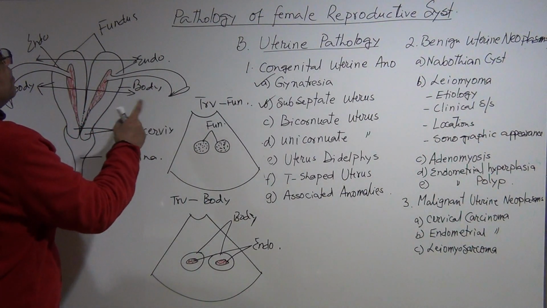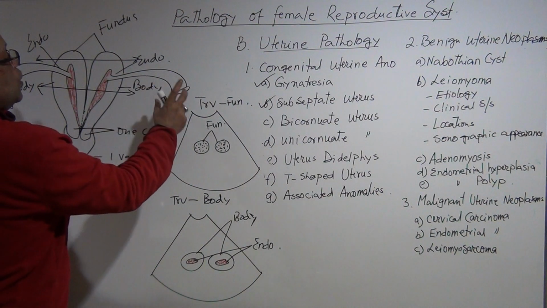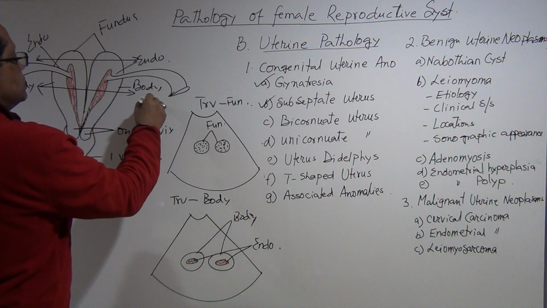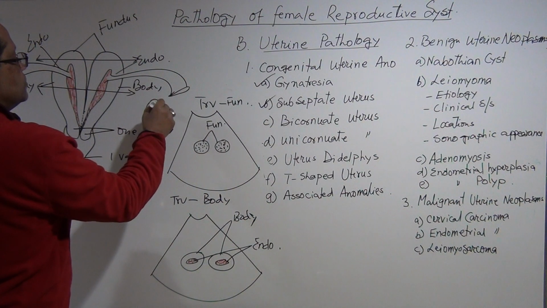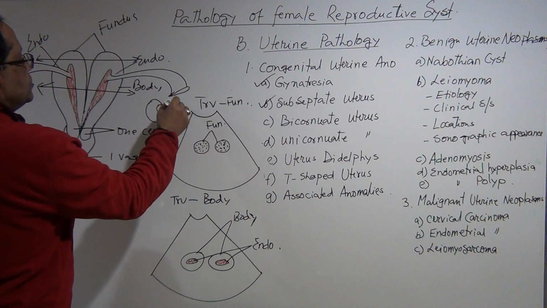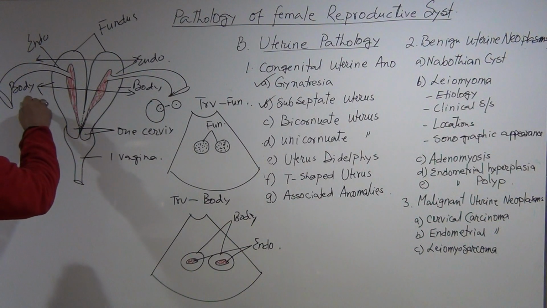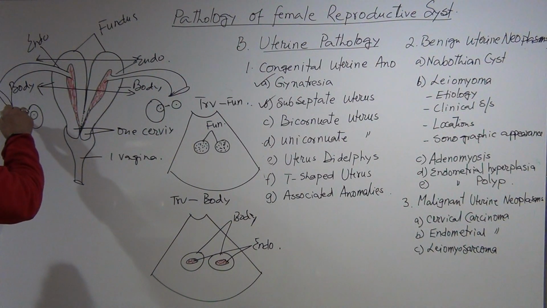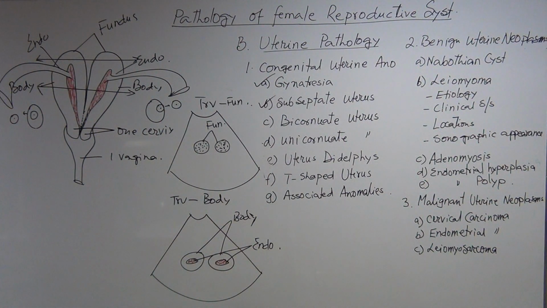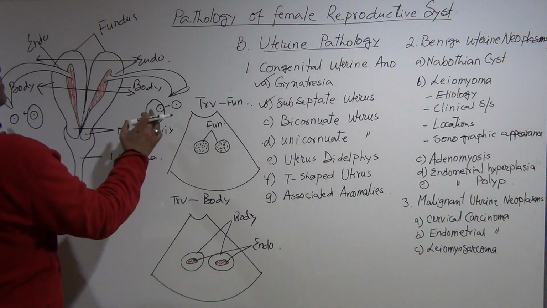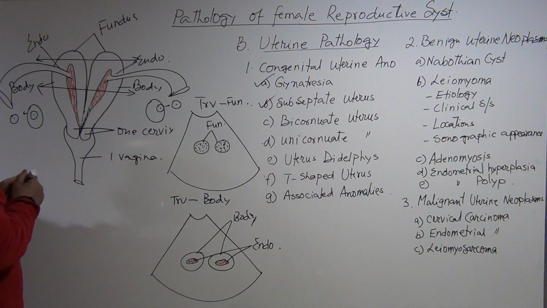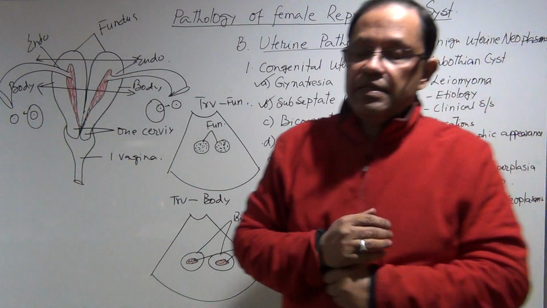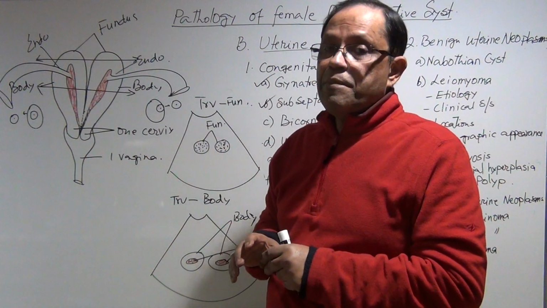If this mom has an ovulation from both ovaries, is it possible to get two babies in the two endometrial cavities? Yes. You know, sometimes it happens.